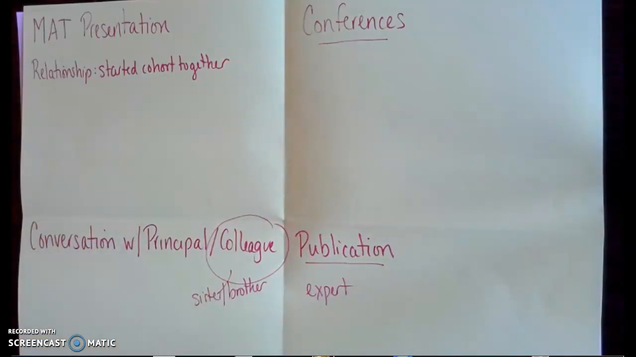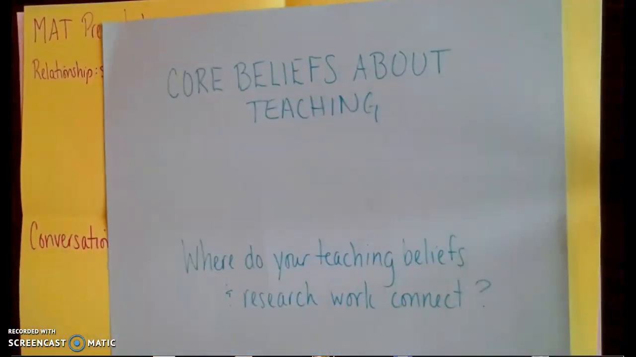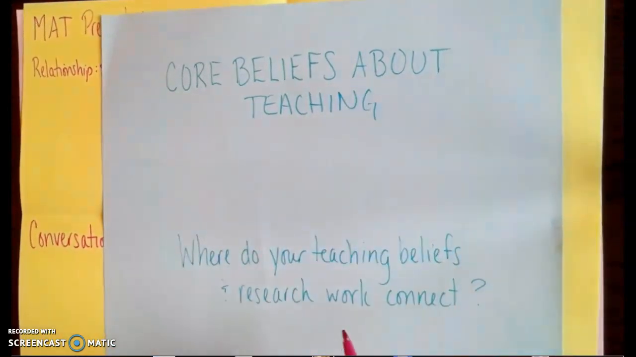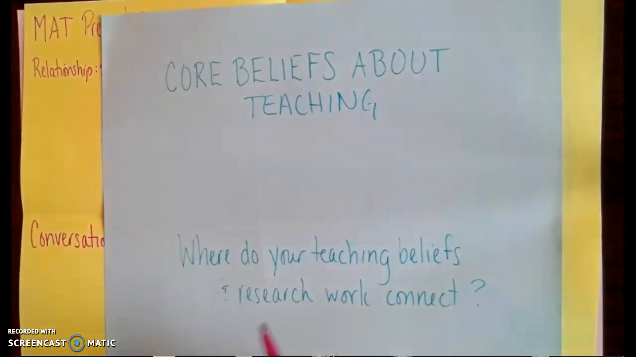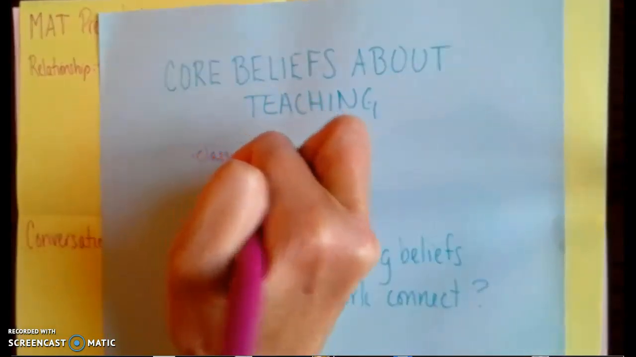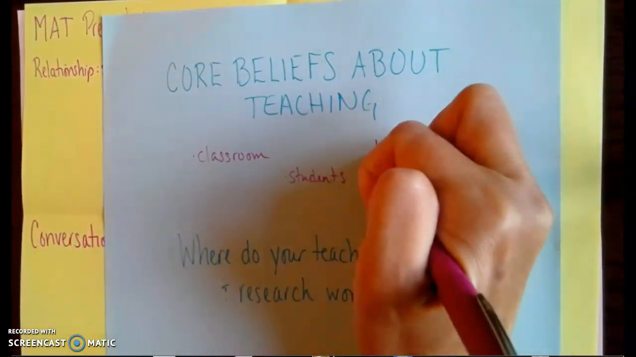Now, the next thing you want to think about is, what is it that you care about? And I actually love this one. This goes all the way back to the 4-week when we asked you to think about your core beliefs about teaching. And you really started thinking about, what's your classroom like? What do you believe about students? What do you believe about literacy, writing? What might design look like?